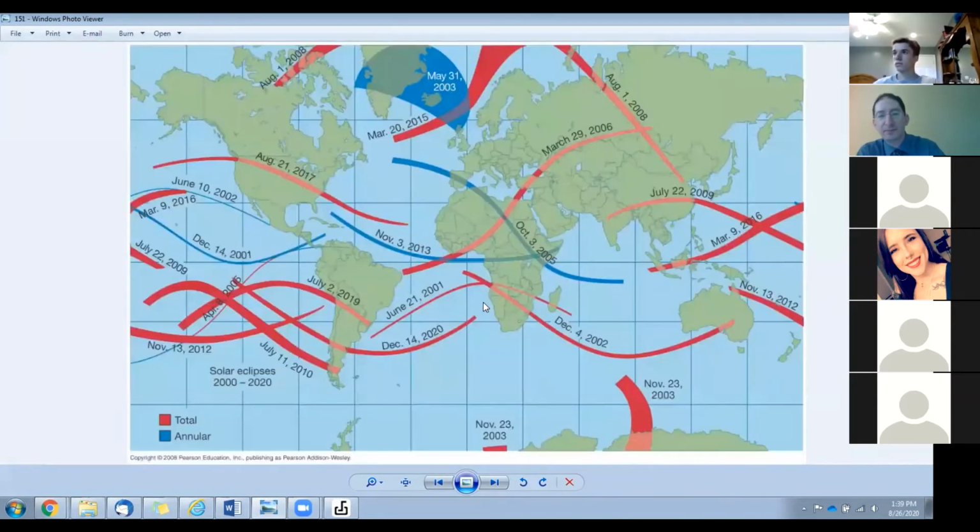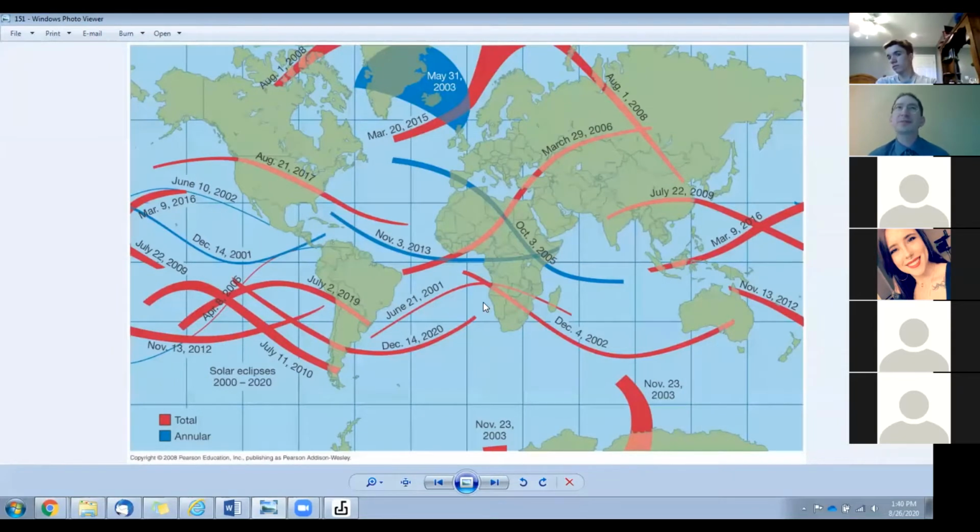Let's see what's next. Oh yeah, and we'll hit this slide a couple times today. This is just showing all the total solar eclipses and all the annular solar eclipses over the past 20 years. Well, from 2020 through the end of 2022.